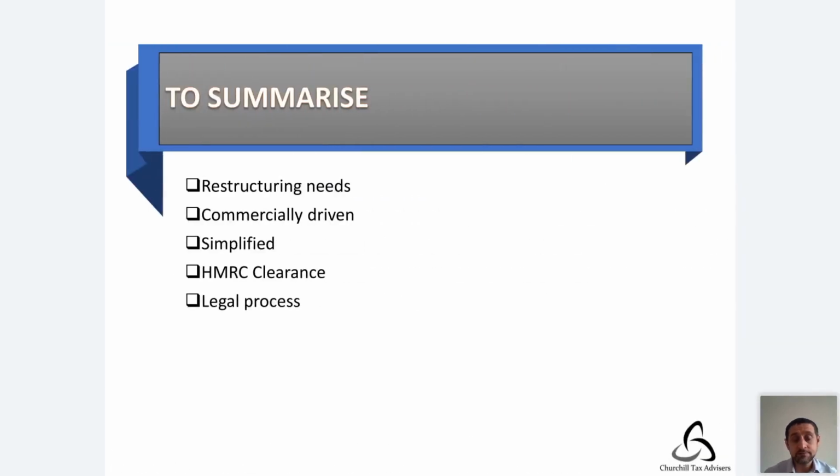To summarize, restructuring is mostly commercially driven. You get a simplified structure. Don't forget the HMRC clearance, and then the legal process behind a restructuring, which can take a long time. Sometimes you might need to appoint a conveyancing team or a legal team to transfer properties across from one to the other. There should be no capital gains tax and no stamp duty on it, but it still needs to be done in a very careful way.